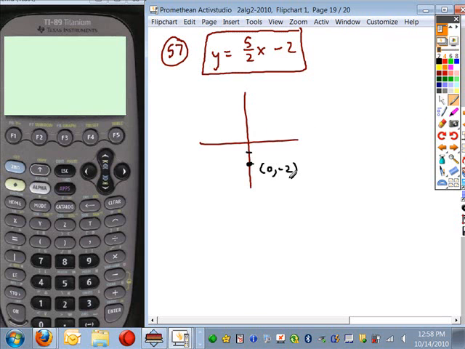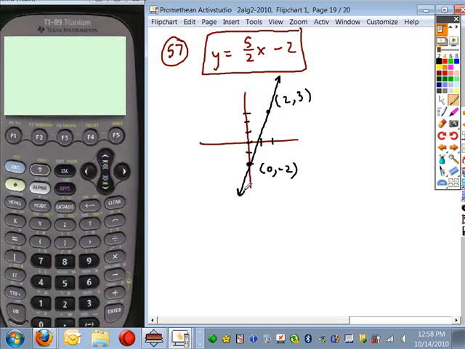And then use the rise over run of my slope. So I'm going to go up how many? So 1, 2, 3, 4, 5, and then over how many? 2. And so when you look at this, we have an x-coordinate of 2, and our y-coordinate is 3. So here are our 2 points, and we can just connect these with a straight line.